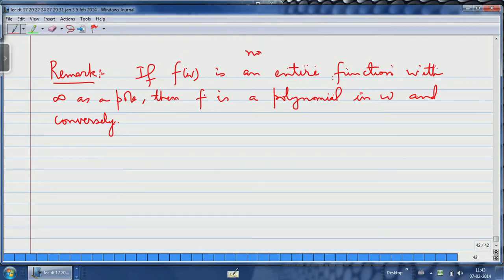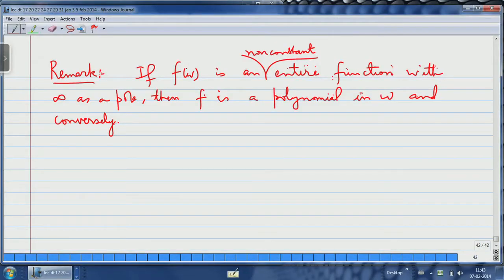Of course, in all these things, you have to assume that you are not working with a constant function, because a constant function should always be excluded, since even constants are thought of as polynomials. So let me write non-constant entire function. Mind you, if you have an entire function which is analytic at infinity, it has to be constant. A non-constant entire function will have a singularity at infinity, and that singularity cannot be removable. That's just another avatar of Liouville's theorem.